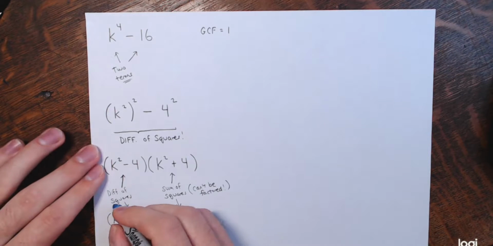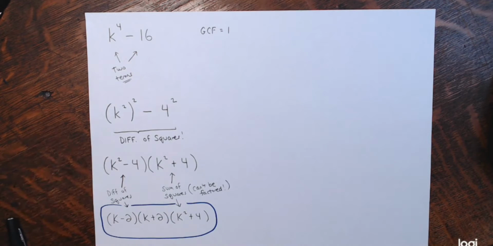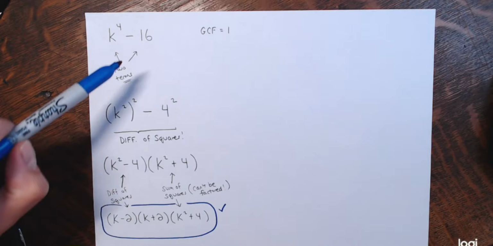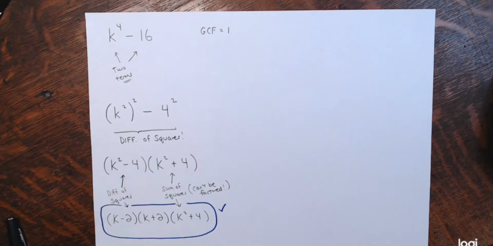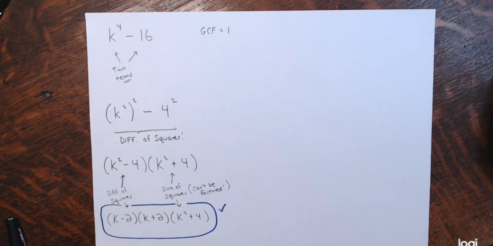Alright, great. And there we go. And none of these factor any further. That's factored completely. And again, don't forget to check. I haven't been checking because I know I'm doing things correctly, but be sure to check your answer if you're unsure. Multiply all the factors. If I multiply these two, I'll get k squared minus 4. And then I'll multiply these and get k to the fourth minus 16. When you multiply properly, the original should be the same expression.